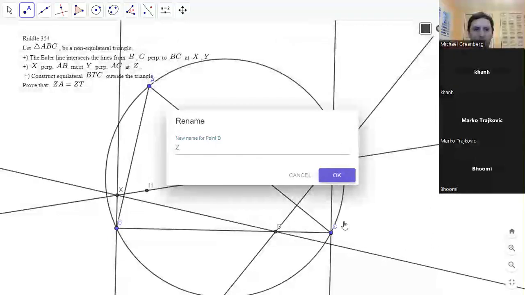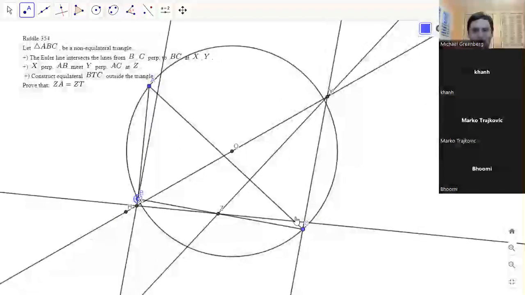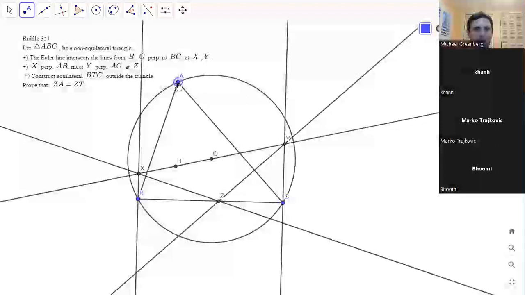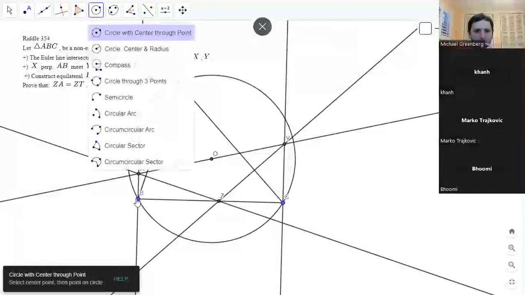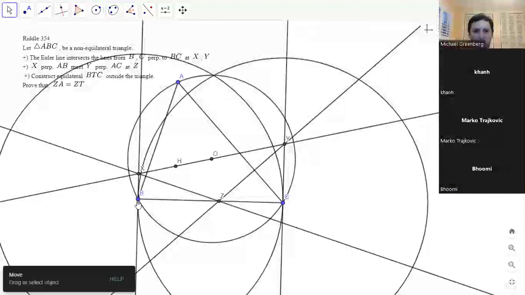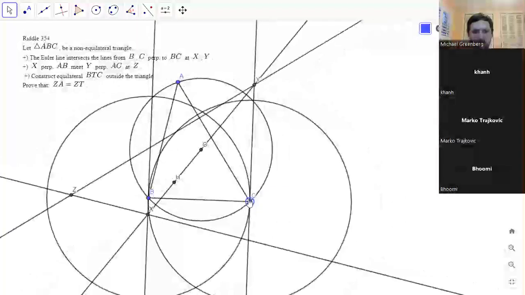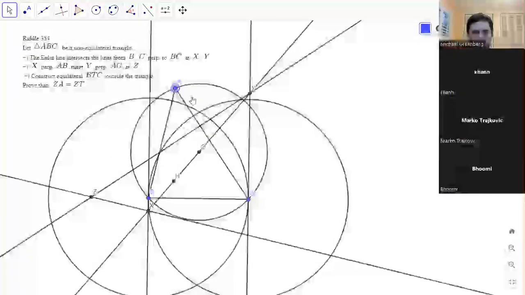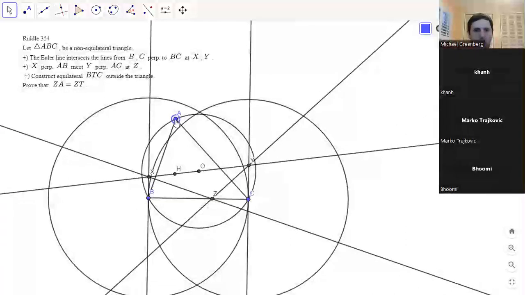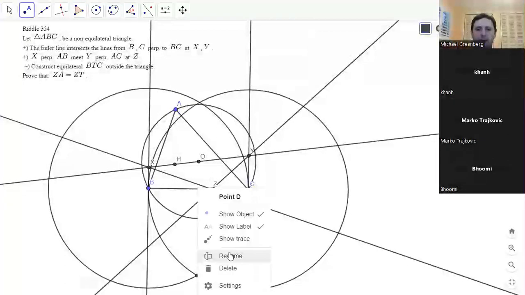And then it says construct equilateral triangle BTC. So let's make this a little smaller so we could see that triangle. Right now it's off the page, but something like this, and let's make it look better. There we go. This is T, and we want to prove that ZA is equal to ZT.